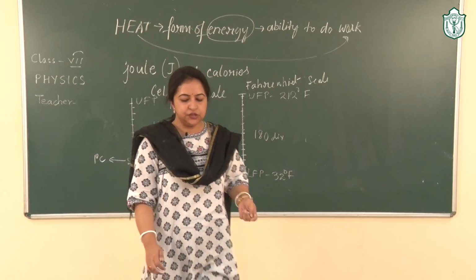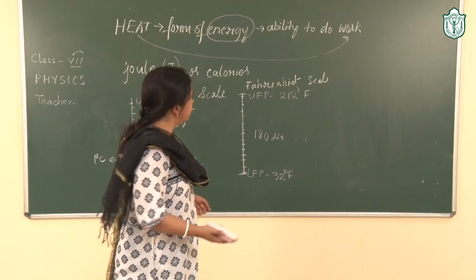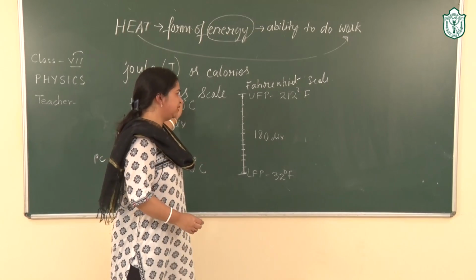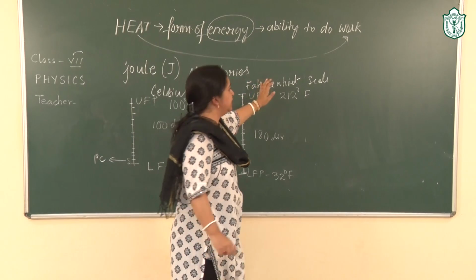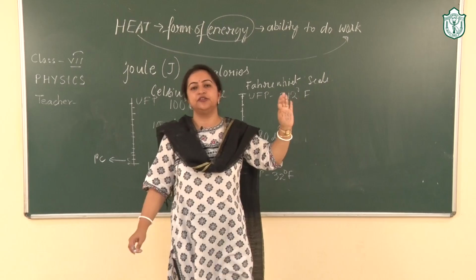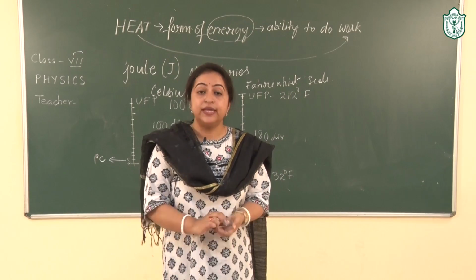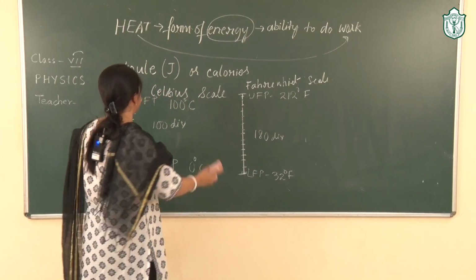Now, let's talk in detail about the temperature. You'll find that in our country, we commonly use the Celsius scale. You'll find in USA mostly they are using the Fahrenheit scale, whereas the rest of the countries are using the Celsius scale. Now, let's go on to the thermometer in detail.